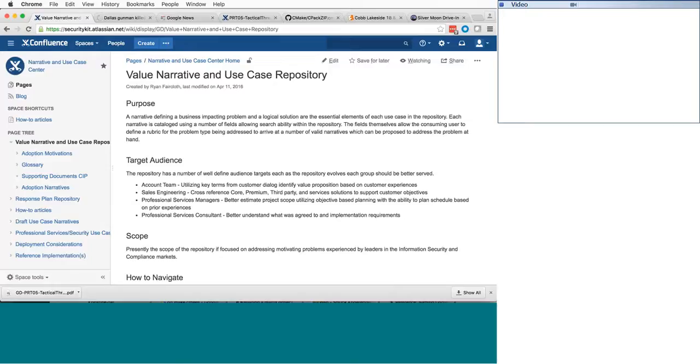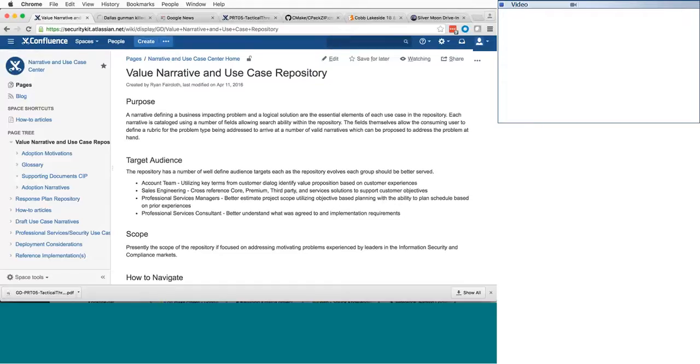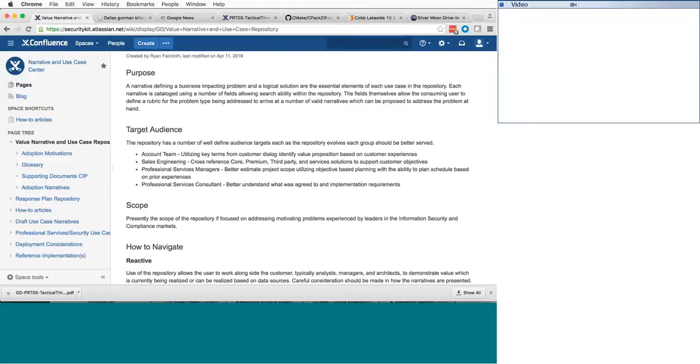So we start out by describing what this repository does, and we talk about our audiences because we want each user of the repository to consider the other users as content is added and managed. So key areas such as the account team, sales engineering, professional services, and our consultants, in addition to the direct users of the use cases in the customer environment, like our analysts, our managers, and our executives. The scope is to focus on problems managed and understood by information security and compliance.